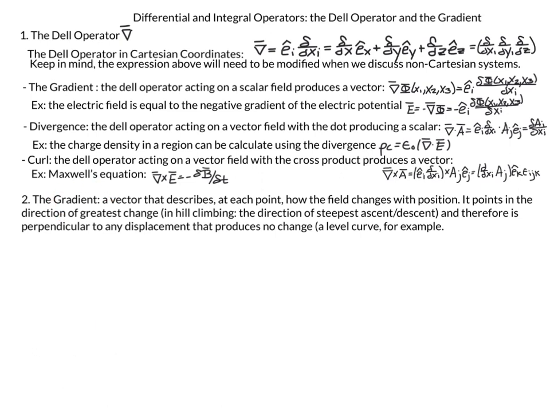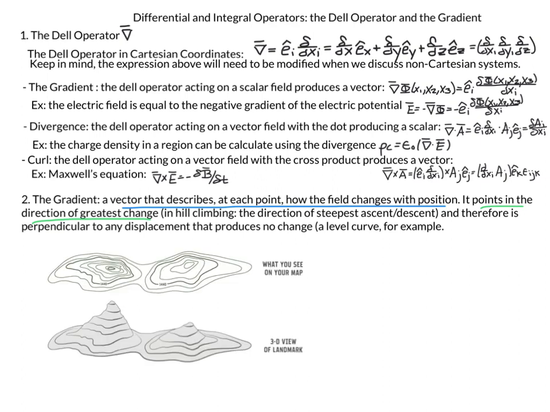What we will see is, first, that the gradient is a vector that describes how the field changes with position at each point. Second, it points in the direction of greatest change. And so in the hill climbing analogy, think of your three-dimensional map as a topographical map. I got this image from REI. So let's say you have a topographical map. This is the 3D image. This is the level curves.